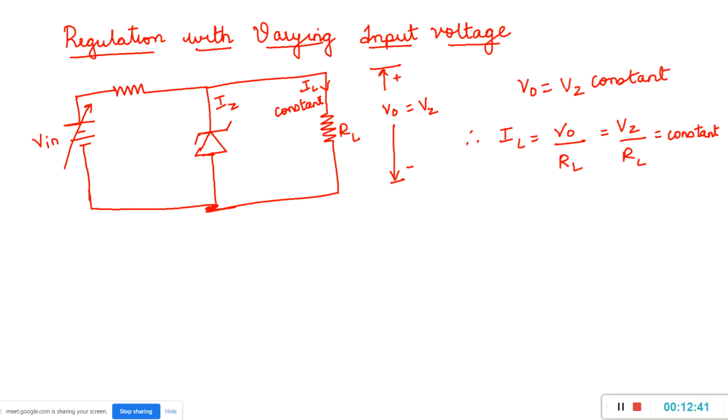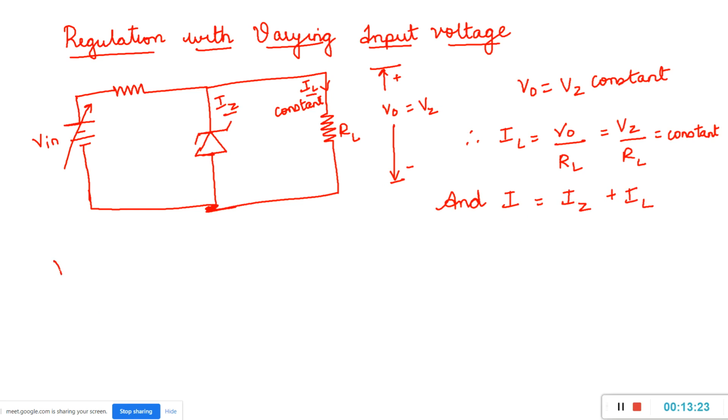As we all know, V0 is equal to Vz, and Vz is a constant value. So IL is equal to Vz divided by RL. RL, that load resistor, has some fixed value, and Vz is also a constant value when you apply a large reverse bias. So when I divide Vz by RL, both are fixed values, so I'll get a constant value IL. Okay, and we all know that I is equal to Iz plus IL. So this is Iz, this is IL. So total current I is equal to Iz plus IL.